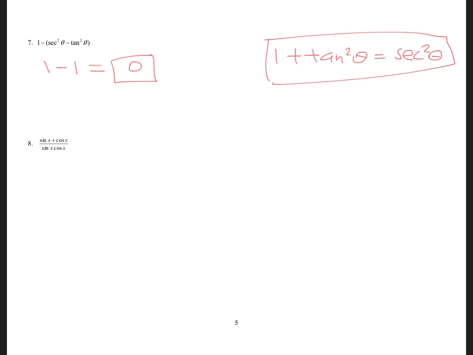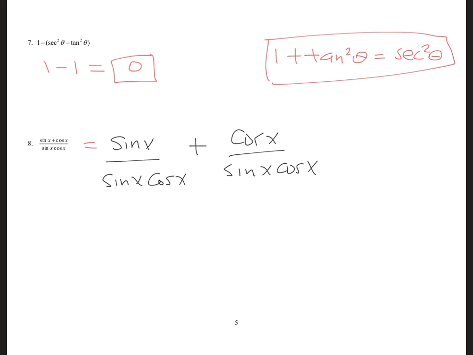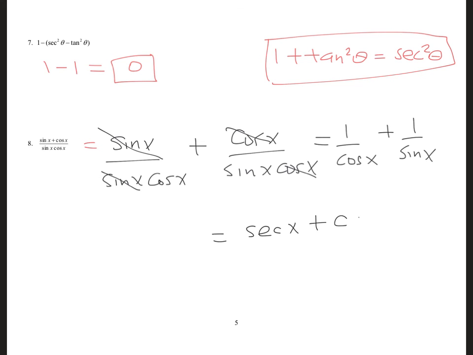Okay, so here I have another one, and I'm given sine, so I'm going to break it down. So this is going to be sine x over sine x cosine x plus cosine x over sine x cosine x. And see, this cancels out, and I'm left with 1 over cosine of x plus 1 over sine of x. And this will be the same as secant of x plus cosecant of x.